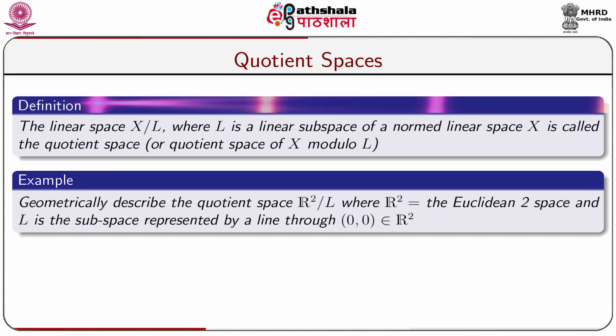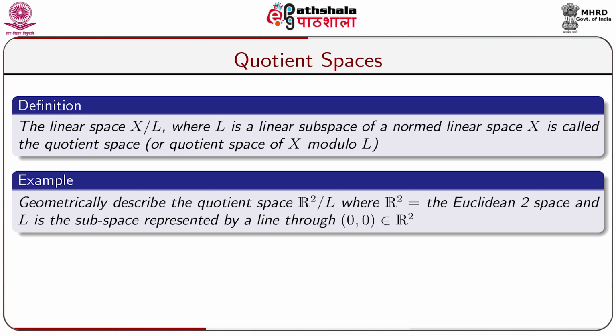Now, let us take a definition. The linear space X by L, where L is a linear subspace of a linear space capital X, is called the quotient space. Sometimes we say the quotient space of X modulo L. Sometimes also we say that the quotient space is called a factor space.